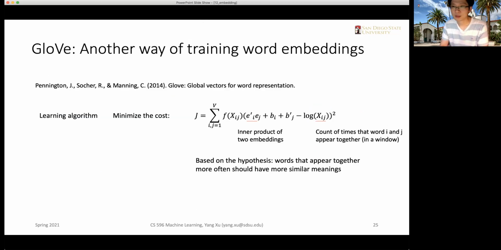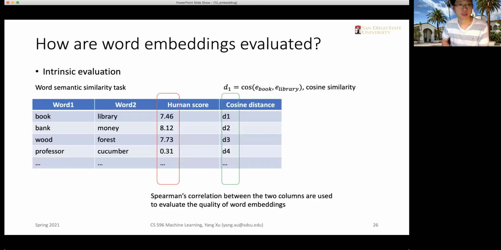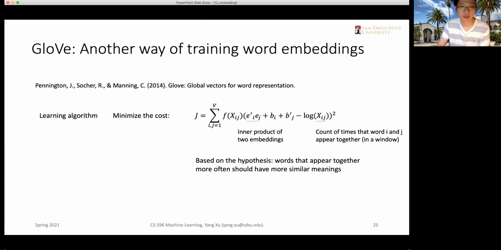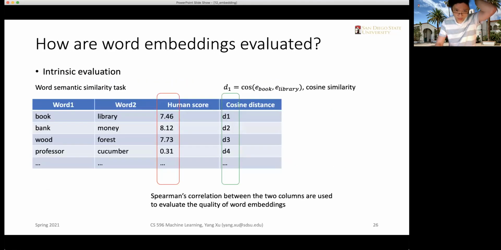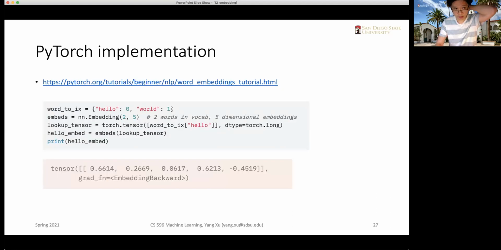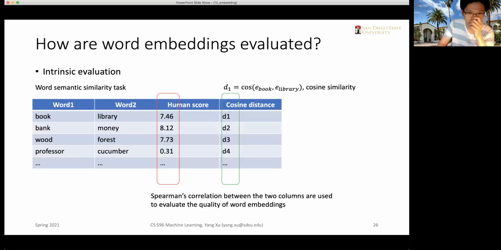Okay, so yeah, that's GloVe, and we will have some parts on how word embeddings are evaluated. I think I can leave it to the next lecture, because I don't have specific examples from PyTorch about how word embeddings are trained and how word embedding similarities can be measured. So I guess I can leave this to the next lecture.